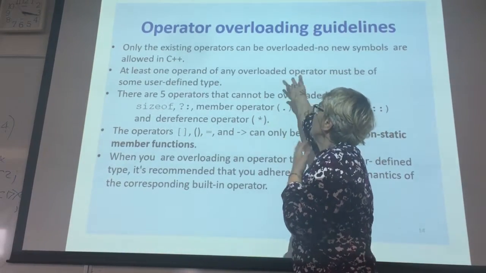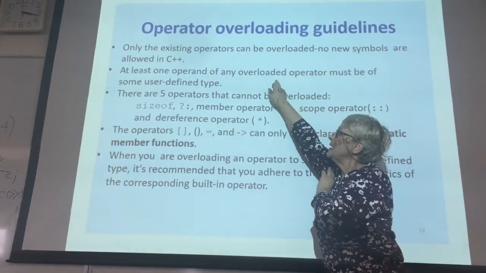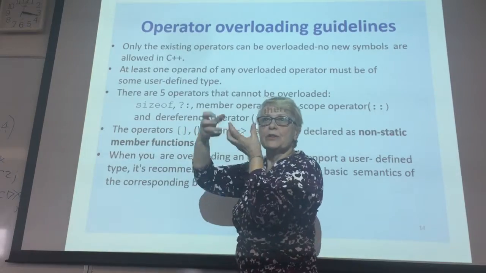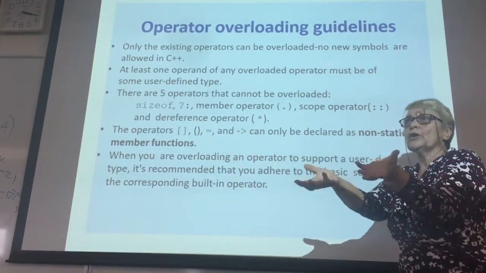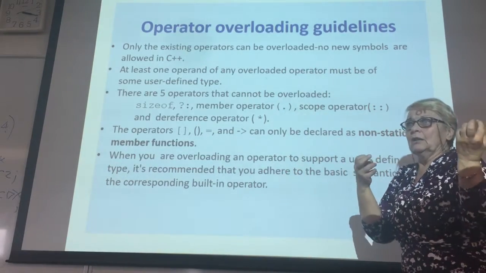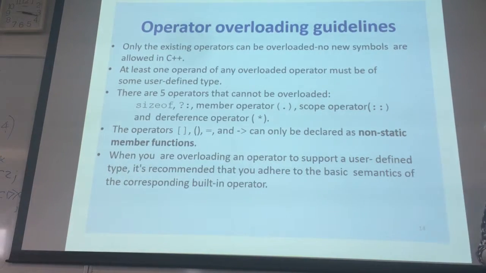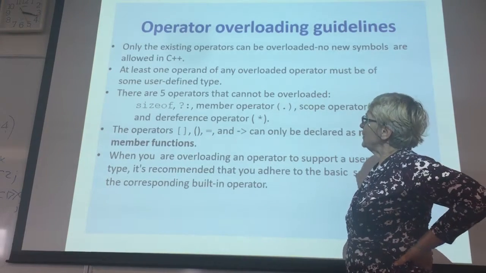Now, if you overload an operator for your type, at least one operand, one parameter of that operator, should be of your new type. You can't overload the plus operator for integers, because integers are not defined with classes, or for float, or boolean, or whatever. For primitive types, you can't overload the operators.